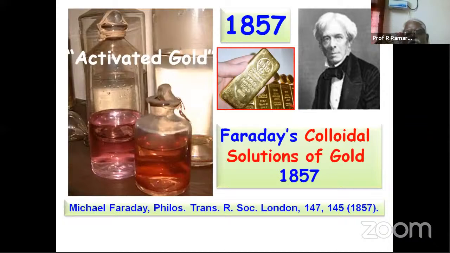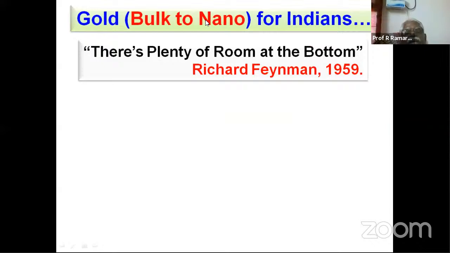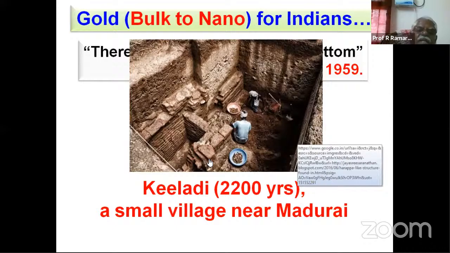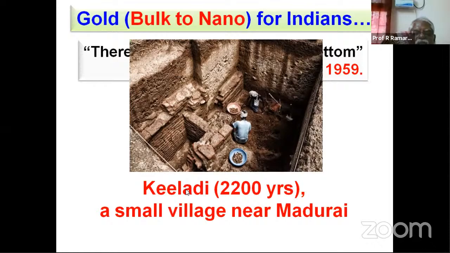So for Indians, how is gold? For Faraday in 1857, the gold was something he wanted to know about. But for Indians, there is plenty of room at the bottom. What do we do? We dig our earth to find out if there is any gold. And this is one site in Madurai itself, what we call Keeladi. Most probably everyone has heard of it. Even today, the research is going on.